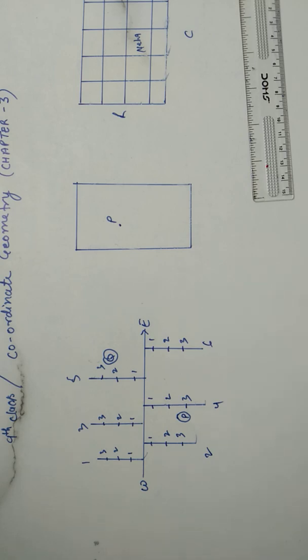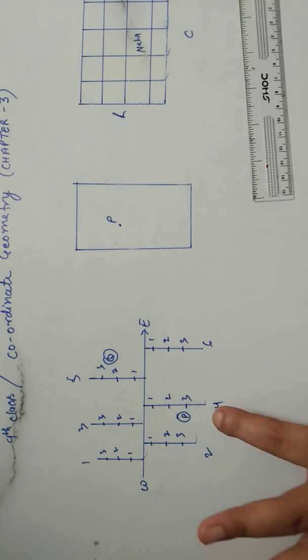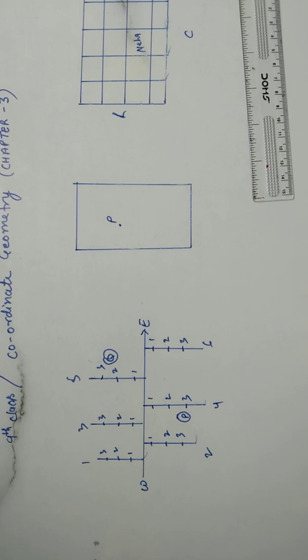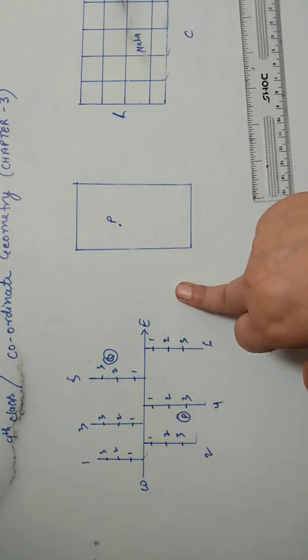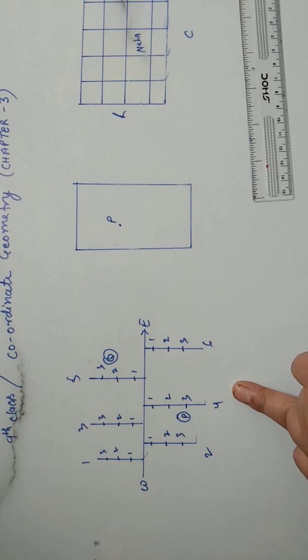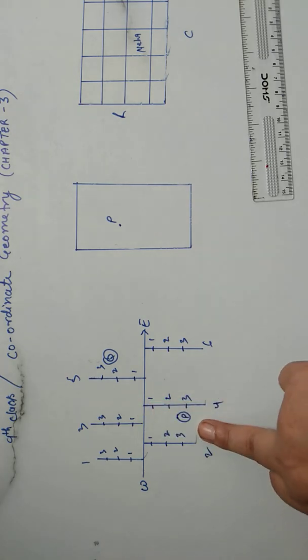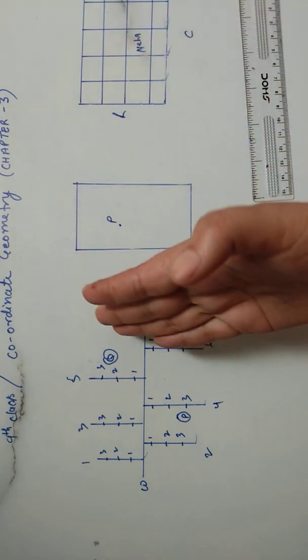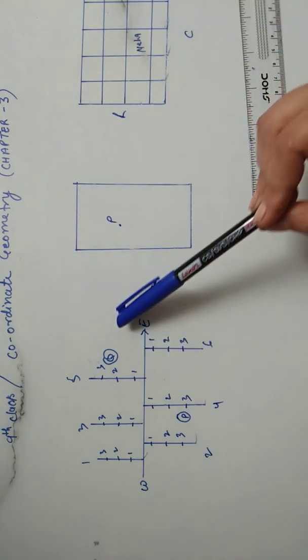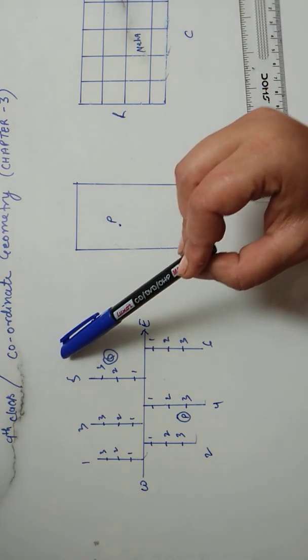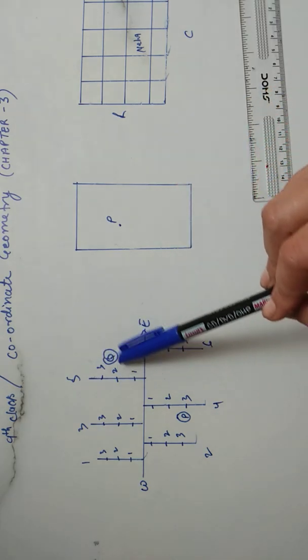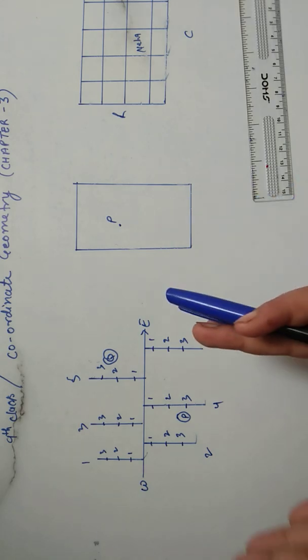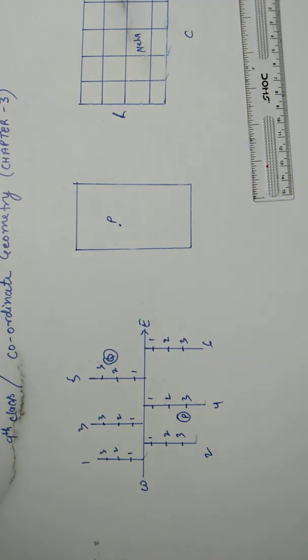If you want to find the position of P's house, where is it? This is the main road going towards it. It is in street number 4 and it is house number 3. So you can easily locate it: street number 4 and house number 3. Similarly, if you want to locate the position of Q, just see where Q is. It is in street number 5, house number 2. So this is the way you can easily locate a particular house in a street.